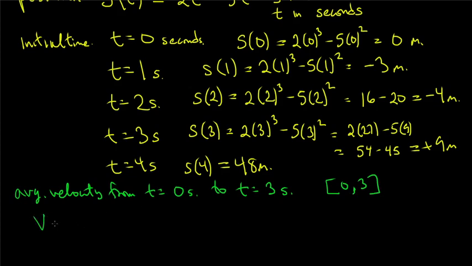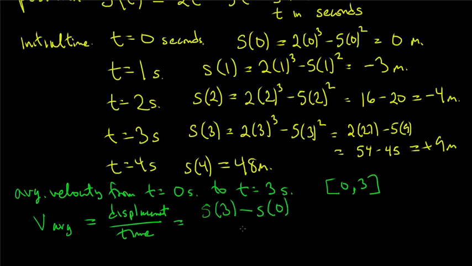All right, so using the formula, what we're going to do is take the displacement divided by the time. The displacement is the difference in position. We're going to plug 3 into the position function, and then we'll plug in 0 and just subtract. And then take the difference in the time, that's just 3 minus 0 seconds.